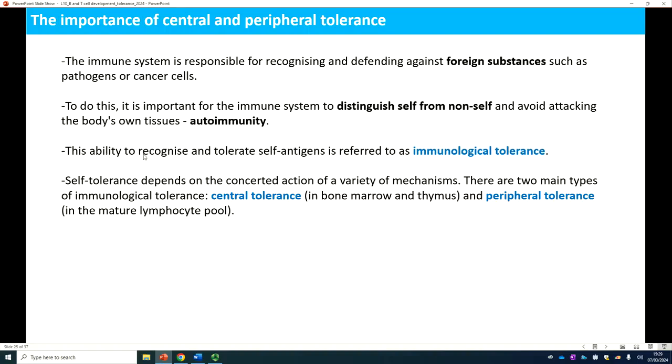The body's ability to recognize, but also tolerate, self-antigen is what we call immunological tolerance. So this self-tolerance involves a variety of mechanisms. We've got the central tolerance, which we've been looking at, occurring in the bone marrow and the thymus. But we've also got peripheral tolerance, which is occurring in the periphery within the pool of mature lymphocytes.